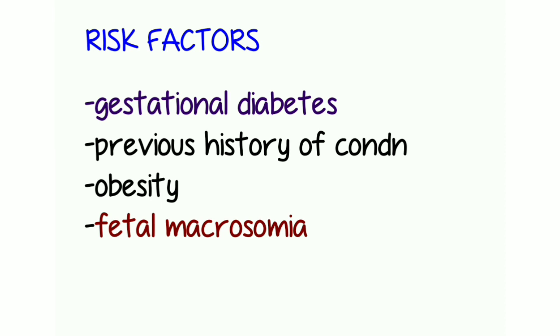Fetal macrosomia is when the weight of the baby is greater than 4 kilograms or 4,000 grams. When you look at fetal macrosomia and gestational diabetes, they tend to have a close relationship, as they might present with a big baby. That is also known as the macrosomia big baby, a baby greater than 4,000 grams or 4 kilograms in body weight.